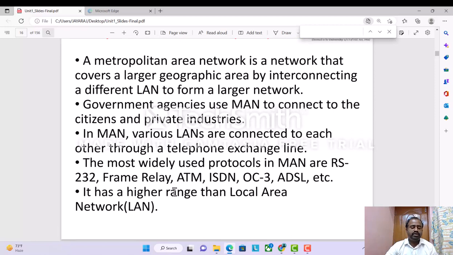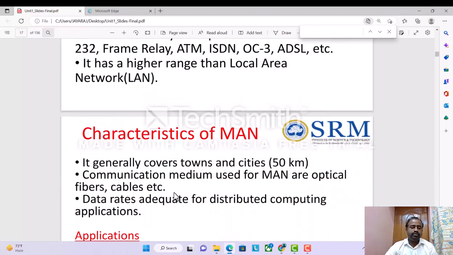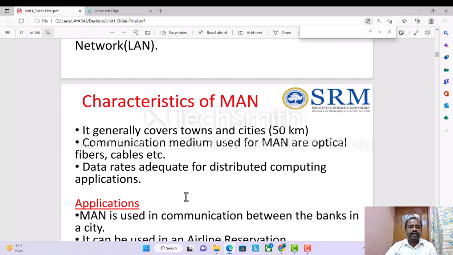So what is the range? It has a higher range. That is the major feature of this MAN. Then these are the various characteristics of MAN. It generally covers towns and cities. Since a LAN covers only an office, MAN covers more area. The range is about 50 kilometers. The communication medium used for MAN is optical fiber cable, since the range is higher.